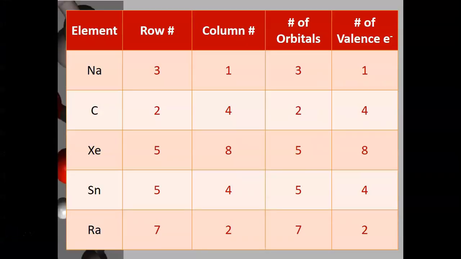Alright, so hopefully you got answers that look similar to this. So your row number, right, should always be the same as your number of orbitals, because that's what that particular piece of information on the periodic table tells us. Column number always tells you your number of valence electrons, and so those should also be the same.